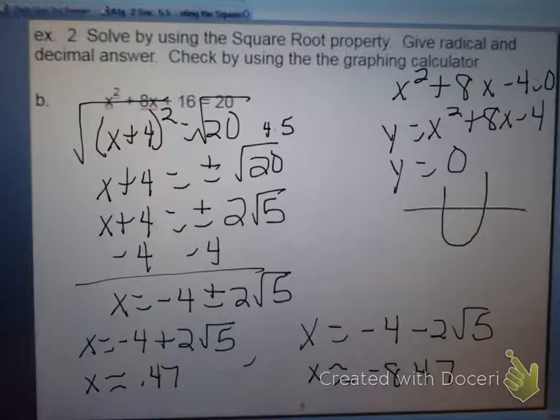crossing over the x-axis and where the graph, and hit enter 3 times, and it'll give you the intersection. So play around with that on your graphing calculator, and you should get these two answers, one on the left side and the one on the right side of your parabola.